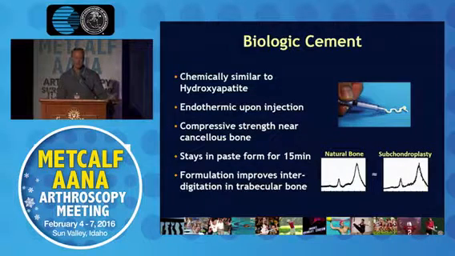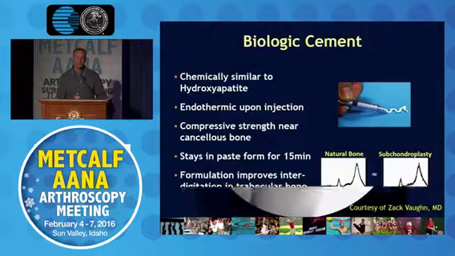Well, it's chemically similar to hydroxyapatite, but it's very different than bone cement. Because this is endothermic versus exothermic upon injection, it has compressive strength that is different than regular bone cement. It's near cancellous bone. It stays in paste form for at least 15 minutes, and it's formulated to flow. So therefore, when you inject it, it interdigitates among the trabecular bone spaces.